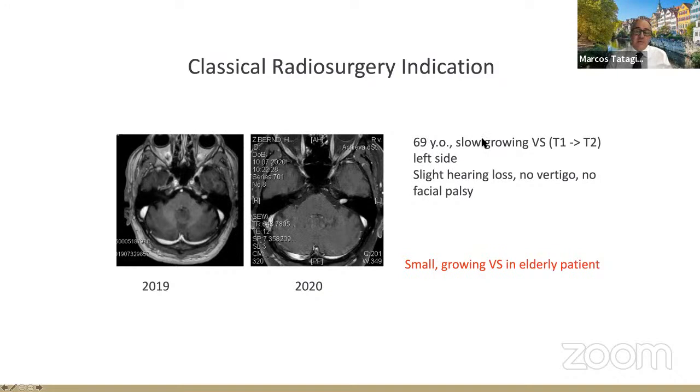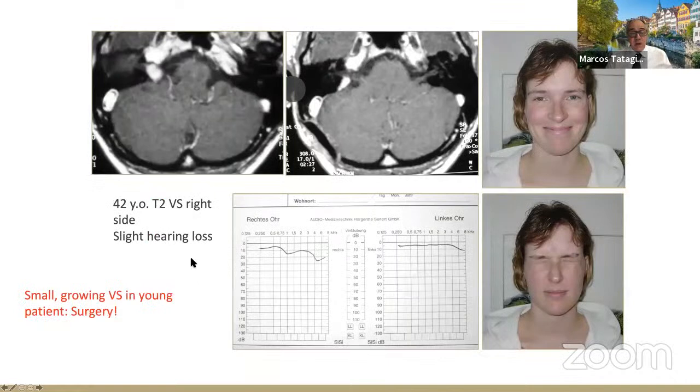Our philosophy is to use radiosurgery, particularly in elderly patients with small tumors which are growing. If the tumor is not growing, we don't do anything. And if the patient is very young, we don't send the patient to radiosurgery. In young patients, we go for surgery in order to cure the disease. In small tumors, we have an excellent chance for facial nerve preservation and even a good chance for hearing preservation. In our experience, with a follow-up of 10 years, hearing will be stable over the years in most cases, different from radiosurgery, in which hearing deteriorates over the years.